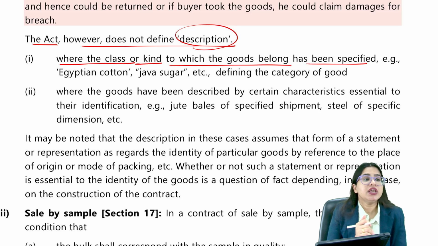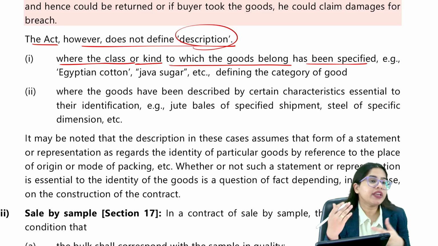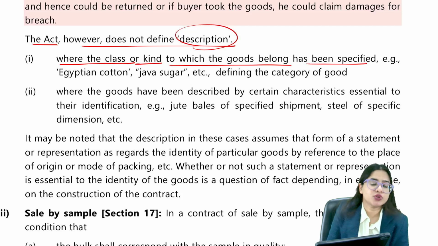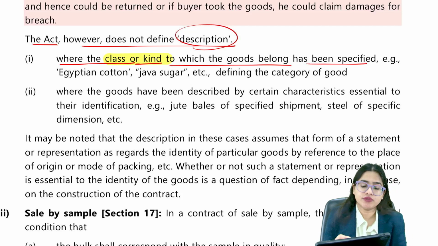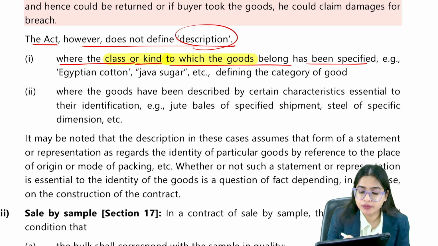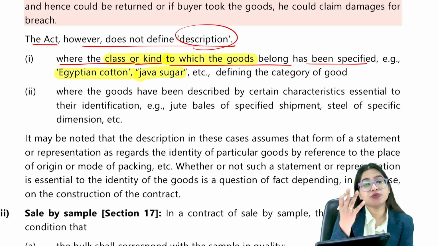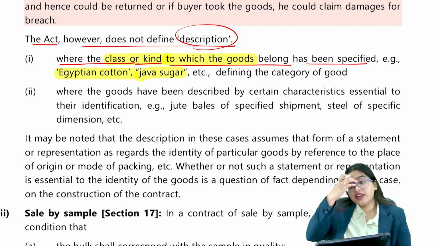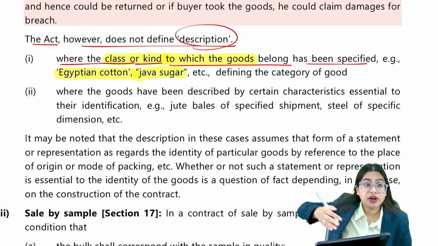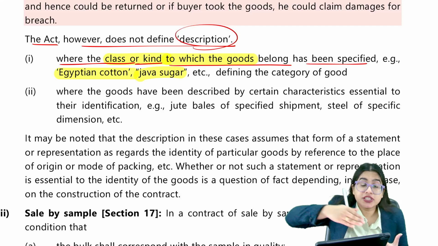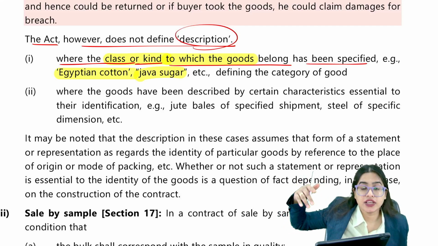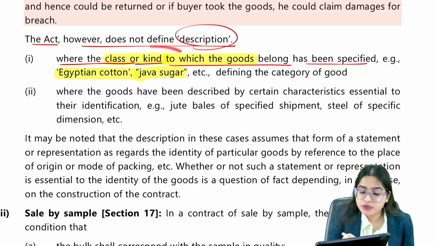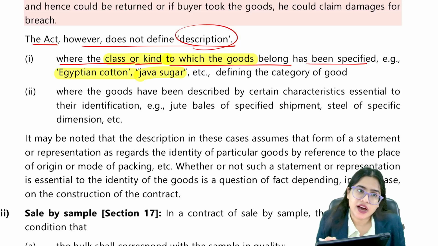Here one point is given: how we can determine whether it is a description of the goods or not. We can give the description of the goods either by class or kind of the goods. For example, Java sugar, Egyptian cotton. Are you understanding? Class or kind of the goods means, let's say this is Banarsi sari. If I'm telling you, madam, purchase this, this is an original Banarsi sari, then that should be an original Banarsi sari. This is known as description by class or kind of goods. Are we clear with this?